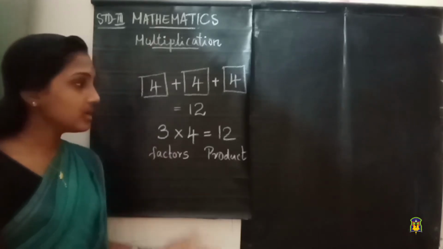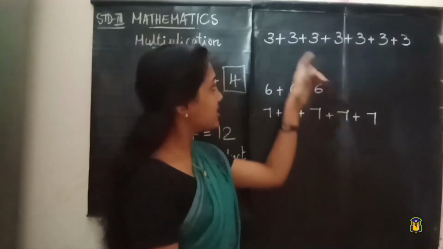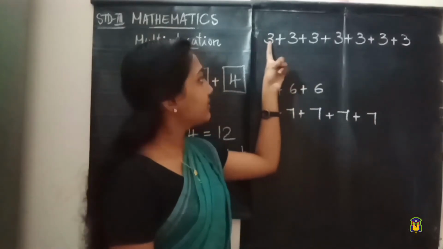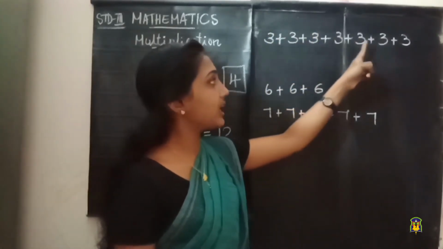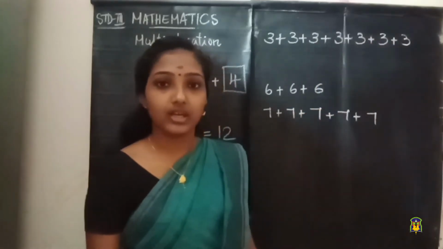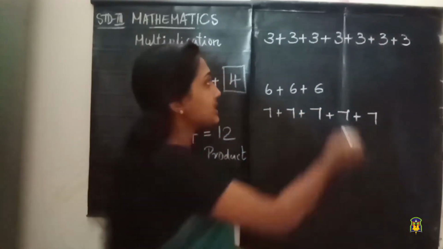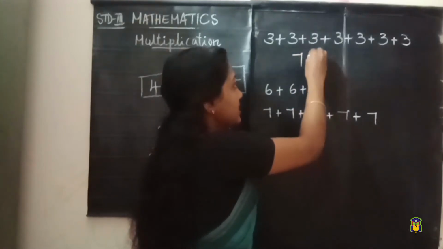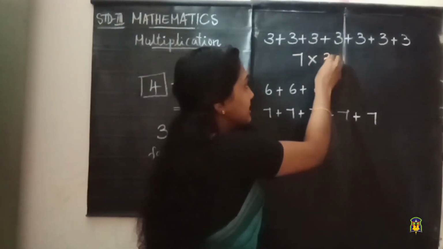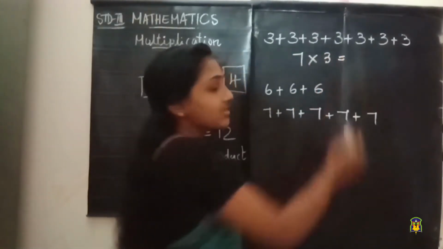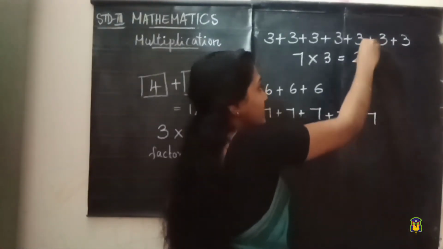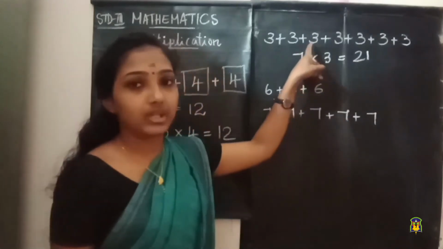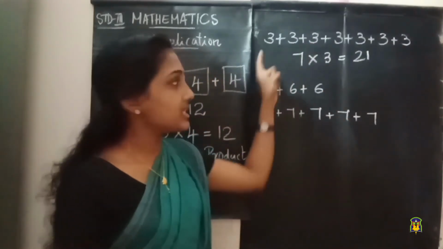Now let's see some more examples. Here how many 3's are added? 1, 2, 3, 4, 5, 6, 7. So how can we represent it? 7 times 3 gives, what is it? 21. After adding 3, 7 times, we will get 21.